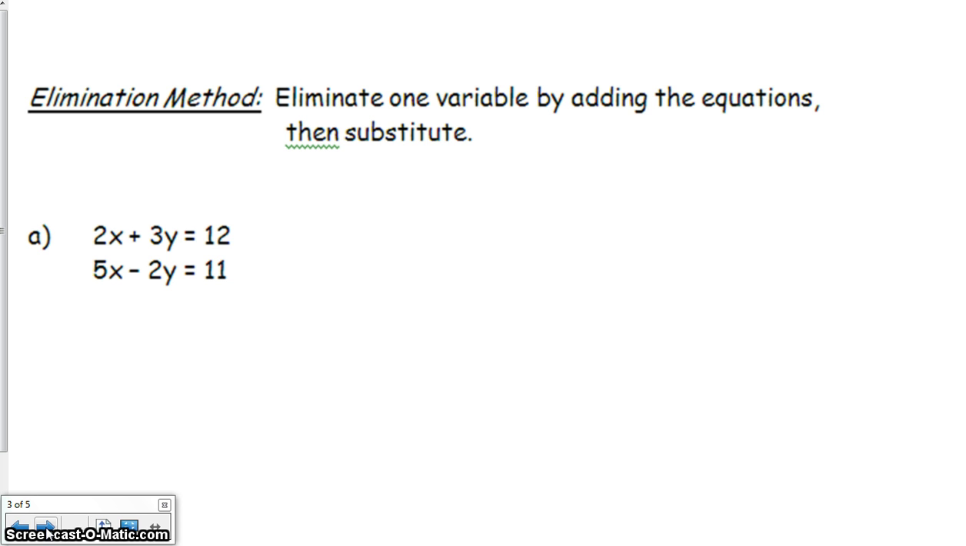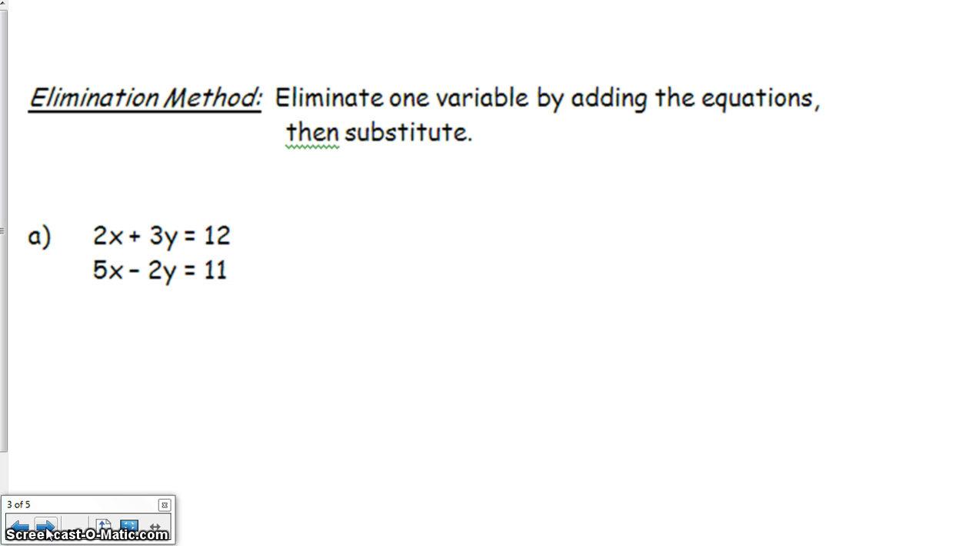Elimination method. That's the second method we can use to solve a system of equations algebraically. We're going to go through two examples of elimination. In elimination, you want to eliminate one variable by adding the equations, then we're going to use substitution. In order to add, we have to make sure that the coefficients in front of either the x's or the y's are the same numbers with opposite signs. In order to do that, you may have to multiply the entire equation or part of the equation in order to change the signs or to change the coefficients.